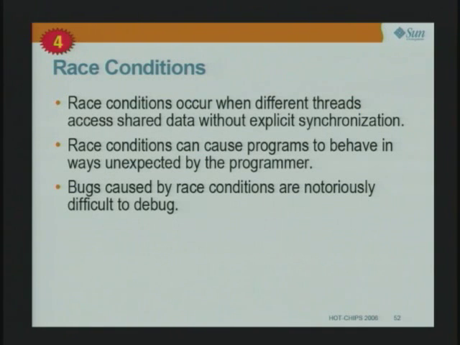Okay. So the fourth challenge is race conditions. This is almost the toughest problem you will find in writing multi-threaded applications. Race conditions occur when different threads access the shared data without explicit synchronizations. Race conditions can cause your program to behave in unexpected ways, making the program extremely difficult to debug.